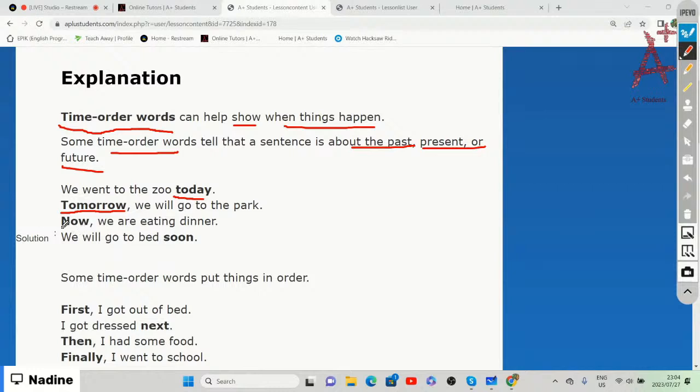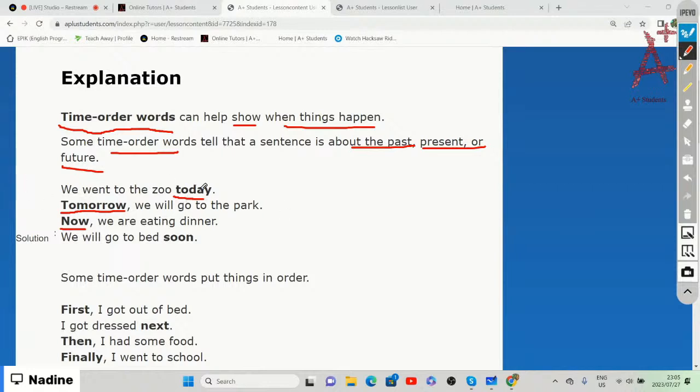Now, we are eating dinner, right? That is happening now, in the present. Even though we went to the zoo today, if it happened earlier, then we can already say that it happened already. So it is now basically the past, because every hour that passes, we can then already say that it is in the past.